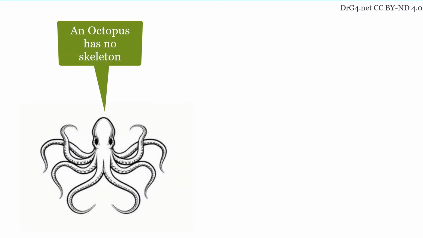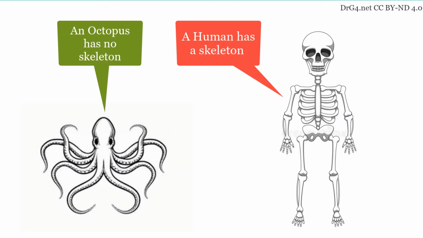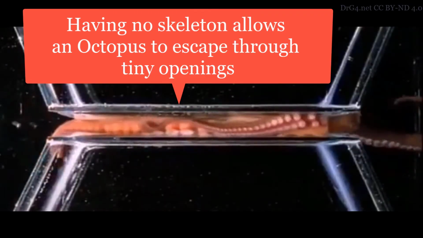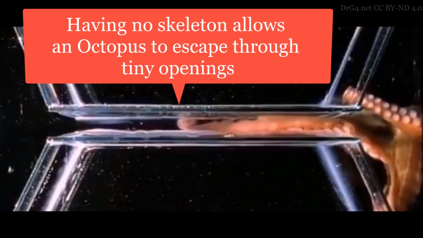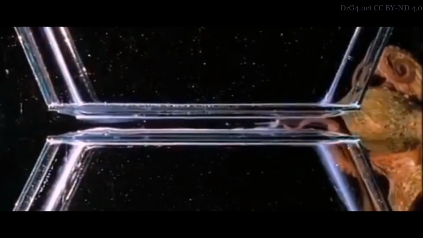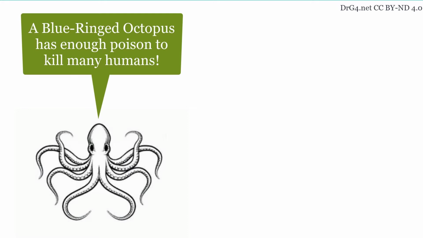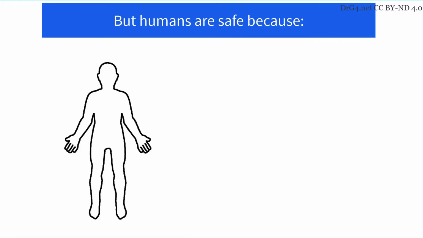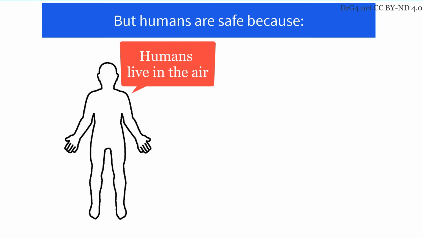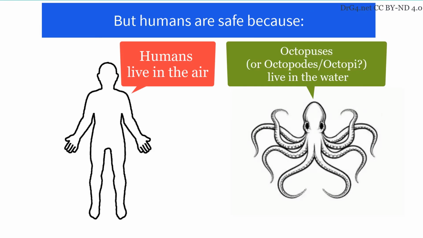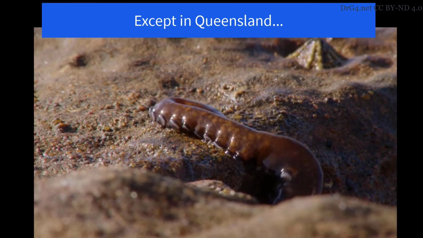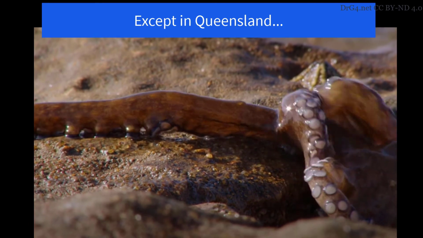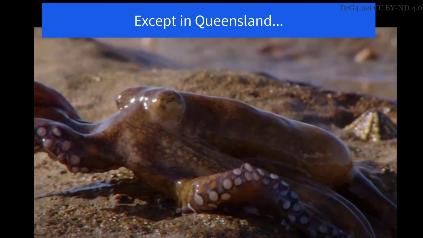An octopus is mostly bendy muscle, while a human has a stiff skeleton. An octopus can escape through tiny openings, whereas a human would get stuck. A blue-ringed octopus has enough poison to kill many humans. Humans are not poisonous, but humans are safe, because humans live in the air and octopuses live in the water, except in Queensland. Let us pretend the alien ambassador is a bit like a really weird octopus.